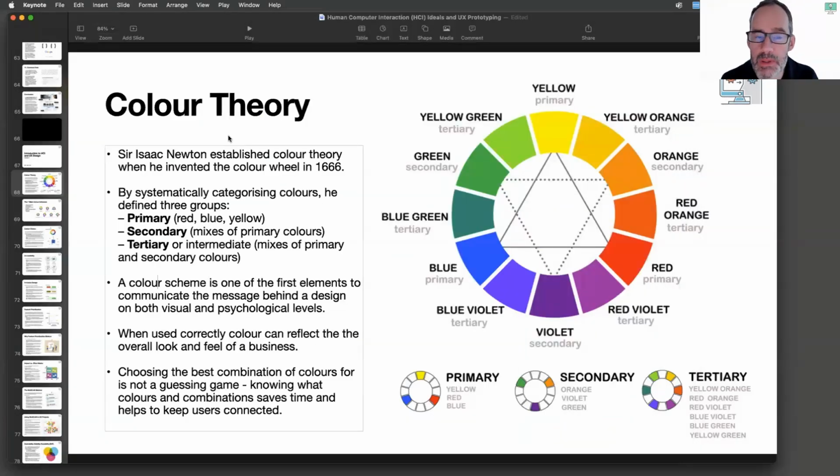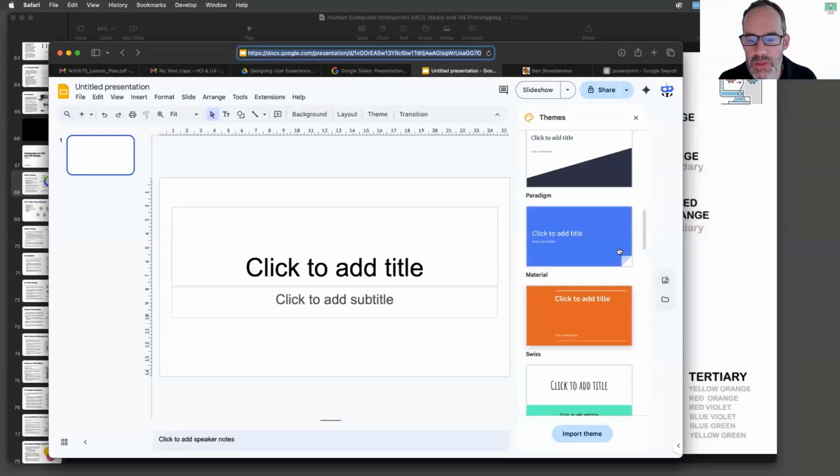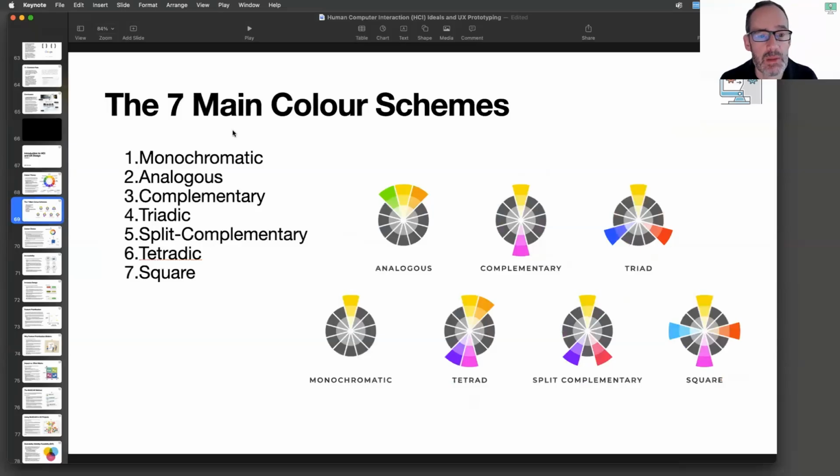Color choice is important. When you select colors for your design or for your theme, go with some of the colors that are already here, because a lot of these choices will be figured out for you, and then you can just add them. So I wouldn't go a million miles with a whole load of crazy color choices. So let's look at the 7 main color schemes.